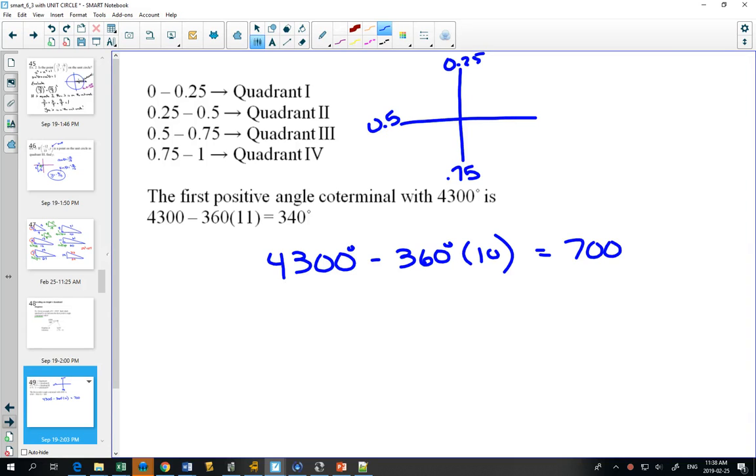Include my degree signs. And then I could subtract another 360 degrees and go, okay, now I'm between 0 and 360. I know that 340 degrees is in quadrant 4 as well. And that is the first positive coterminal angle with 4,300. So we're often looking for that first positive coterminal angle because that brings us back between 0 and 360 or between 0 and 2 pi.